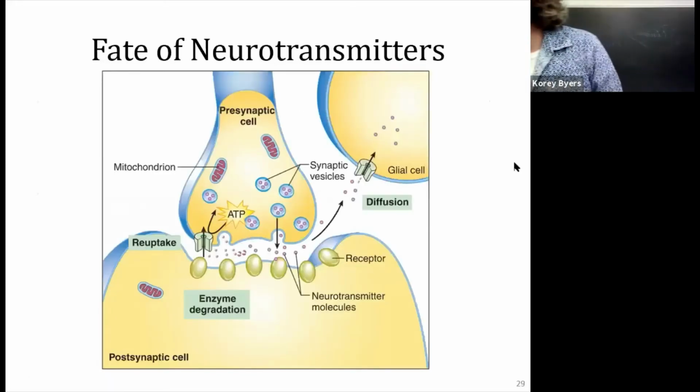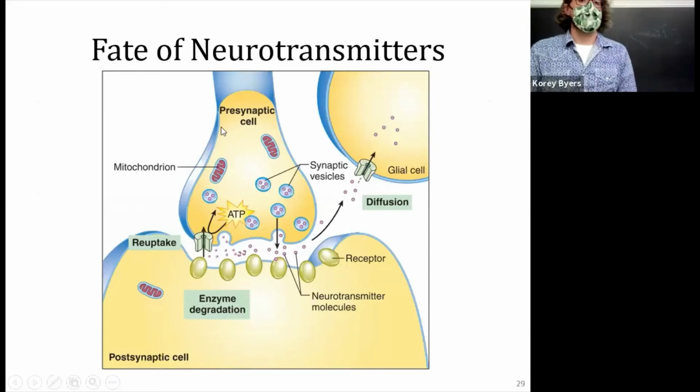And so this is trying to show you the synapse across the membrane, so we have the presynaptic cell releasing those neurotransmitters, it can flood across that synaptic cleft and be taken up by the receptors in the postsynaptic cell. After those neurotransmitters are released, they can be reuptaken.